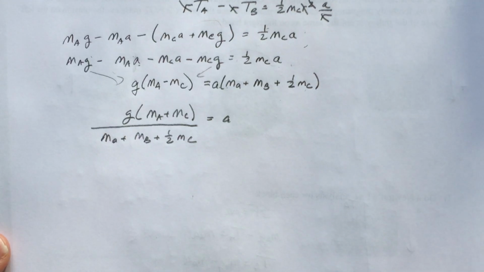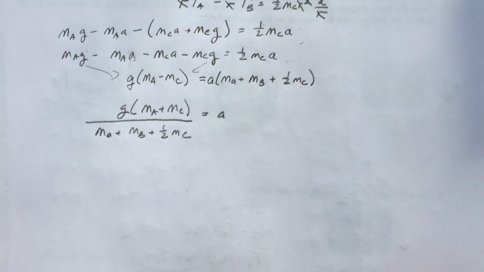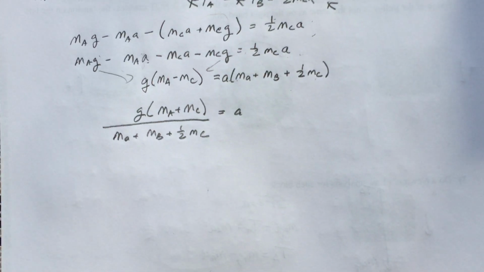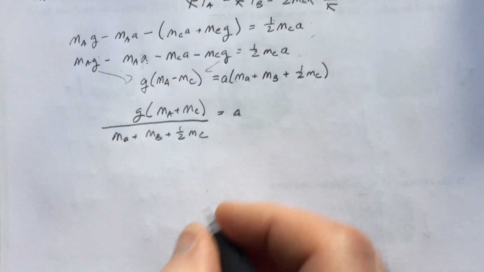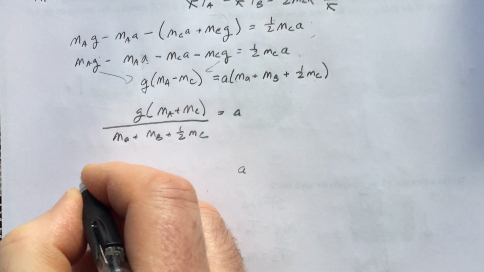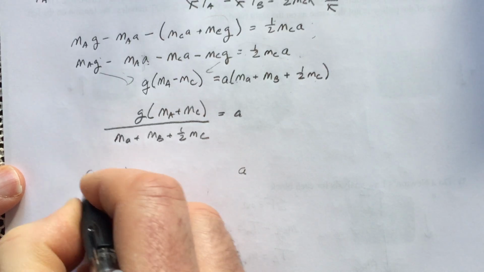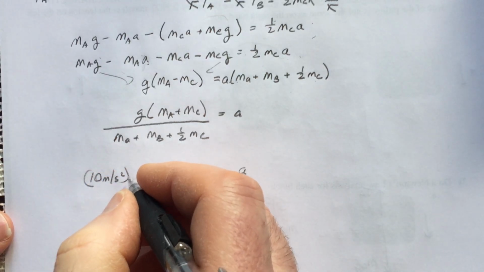All right, now that that's all set, all we've got to do is shove in the numbers, and we're going to be good. Well, let's let g equal 10 meters per second squared. It's 9.8, but just to be nice to ourselves, we'll do that.